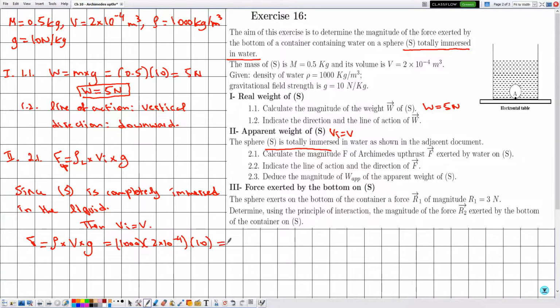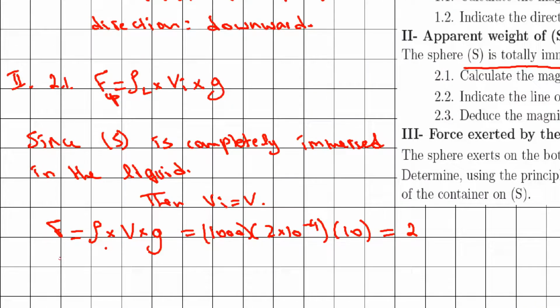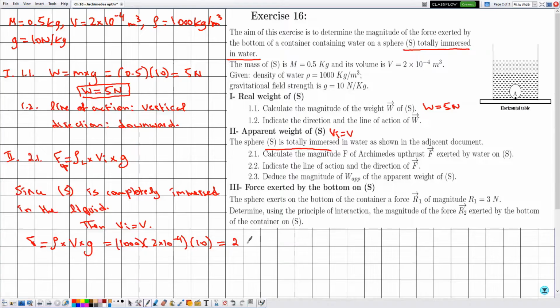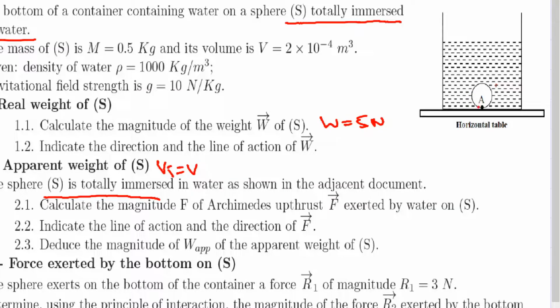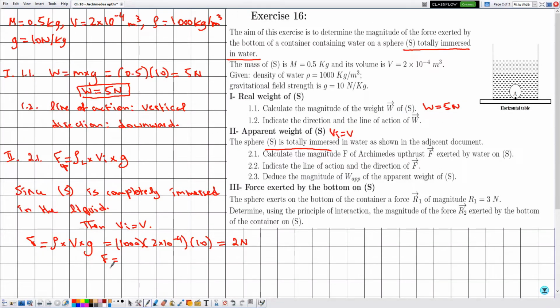Now plugging this on the calculator, then the value of F is given by 2. Since everything is expressed in the SI, the value of F will be expressed in the SI, which is in newtons. So the value of the force exerted by the liquid on the solid S, named the Archimedes upthrust, is given by 2 newtons. So here let me write that the magnitude of F is given by 2 newtons.